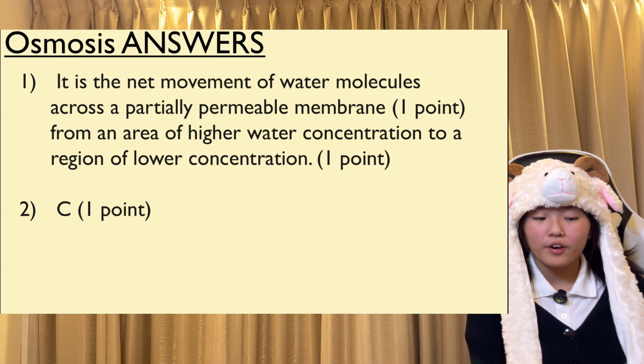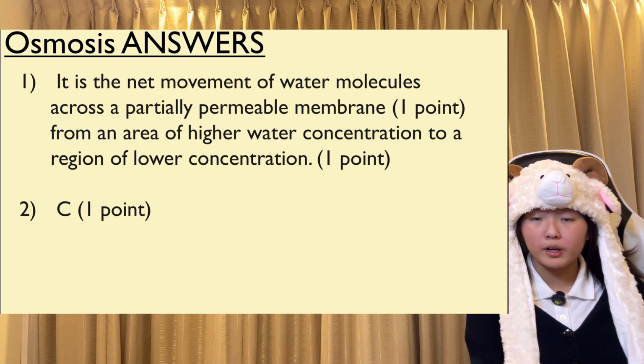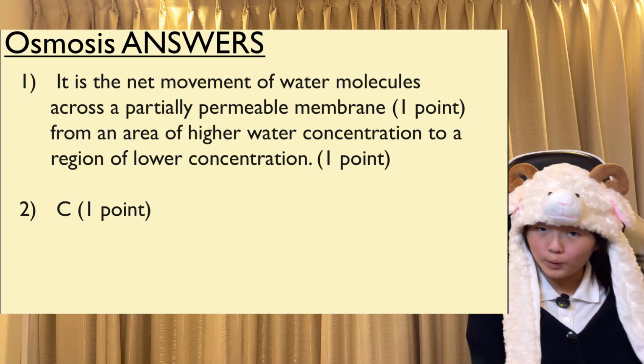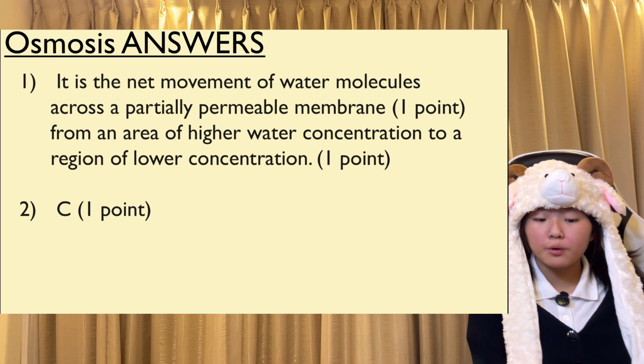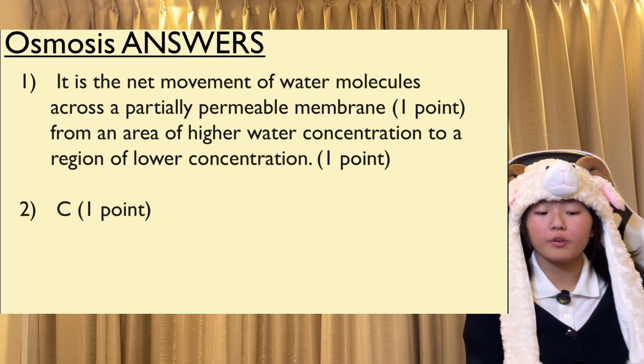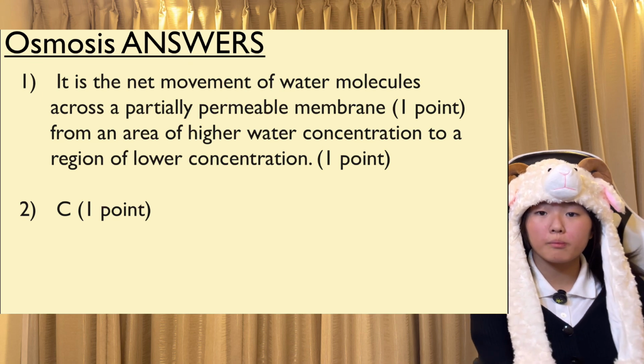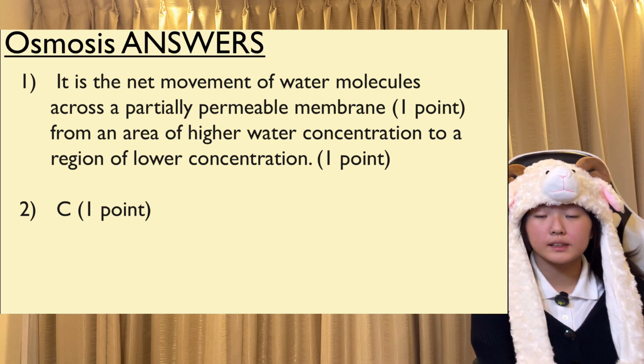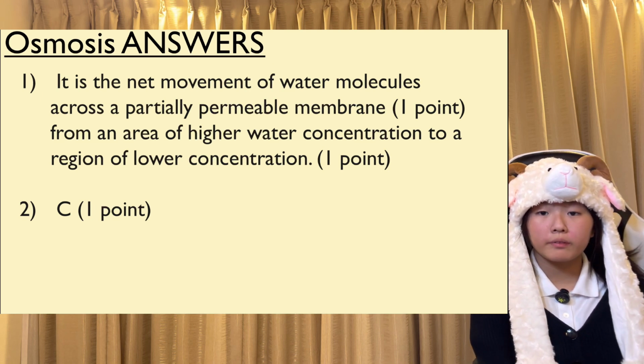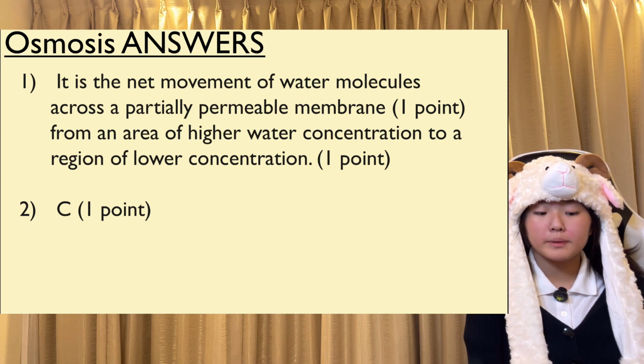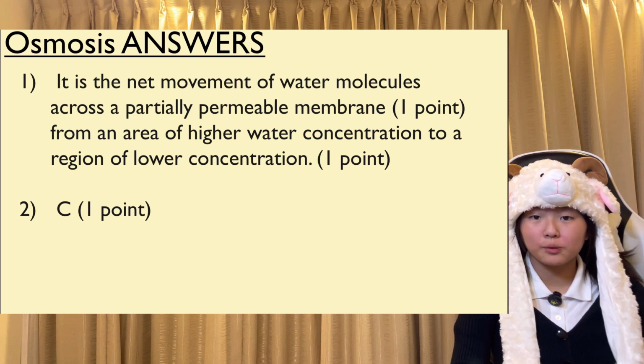The answers are, for number 1, it is the net movement of water molecules across a partially permeable membrane. This is worth 1 point. From an area of higher water concentration to a region of lower concentration. That is also worth 1 point. If you said both of these things, then that is worth 2 points. But if you only said one, then that is 1. Number 2, this is C. This is only worth 1 point.